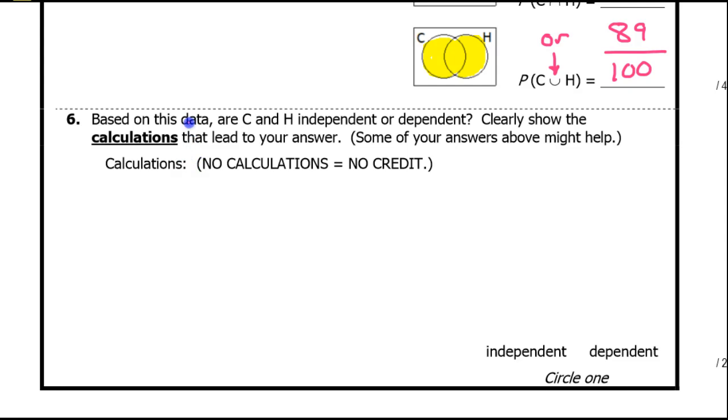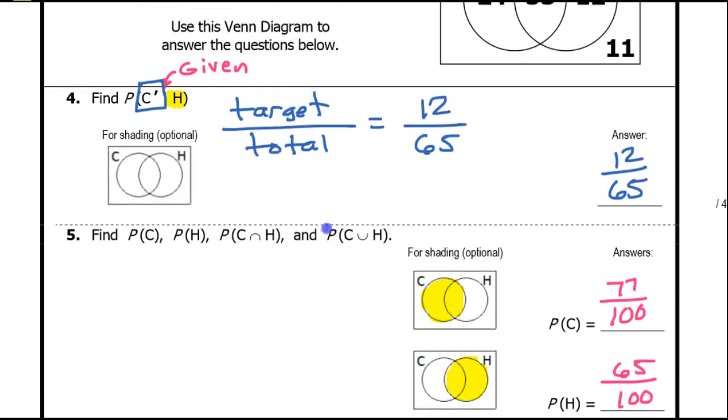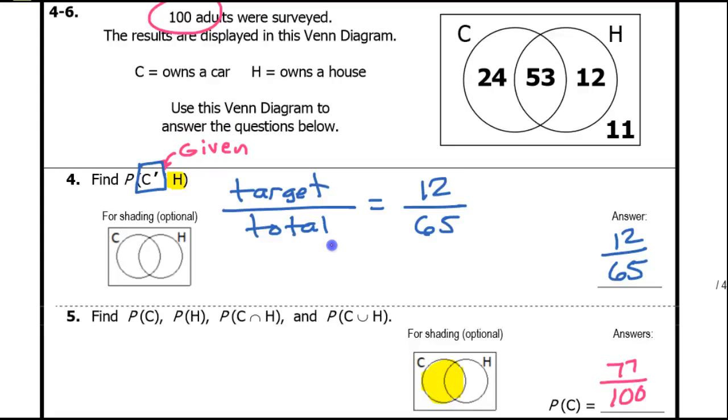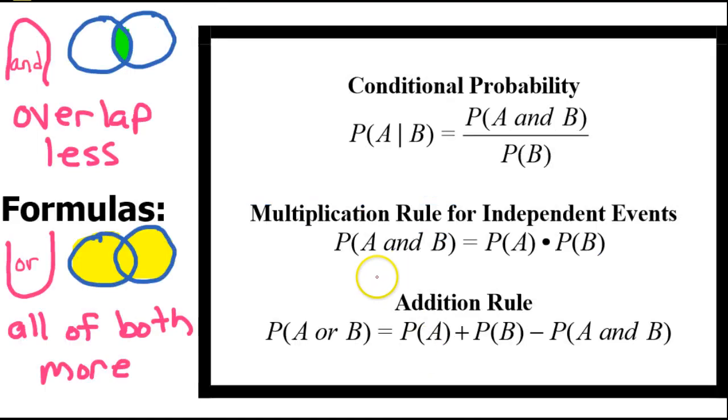Okay, based on this data, are C and H independent or dependent? Okay, so when it comes down to numbers, if you want to prove that two sets are independent, we're going to use this formula, the multiplication rule for independent events. So, if this rule is true, that means the events are independent. If this rule does not work, if this equation gives us a false statement, that means the events are not independent, they are dependent. So let's use this rule as a test.